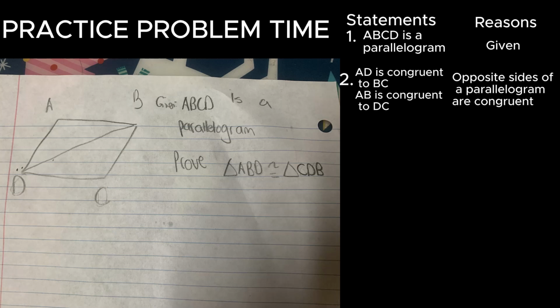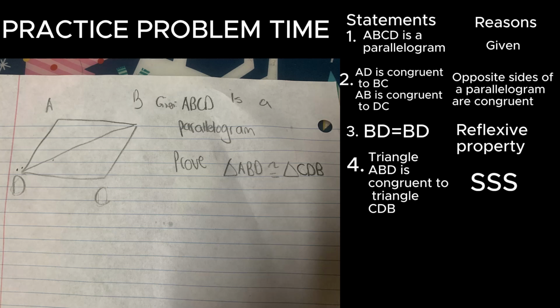But now what? Well, we have two ways of doing this. Well, we could say that opposite angles are congruent. So angle A is congruent to angle C because opposite angles of a parallelogram are congruent. But I'm gonna just do it this way. So we can say that both of these triangles share a common side, which is BD. So we know that all of their sides are congruent. So we can use the SSS postulate, and then we can say that these two triangles are congruent. We just proved that.